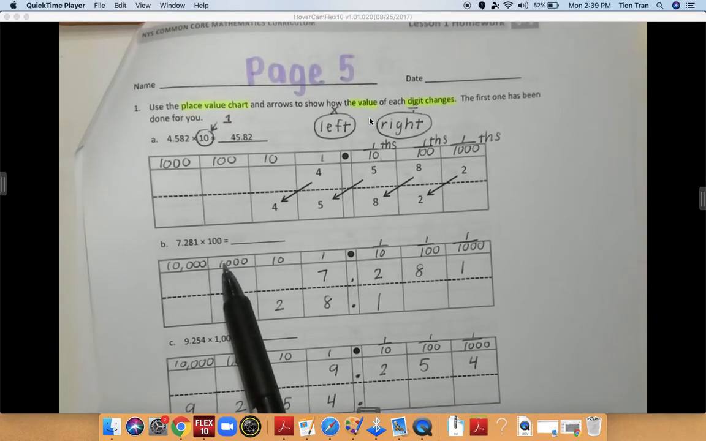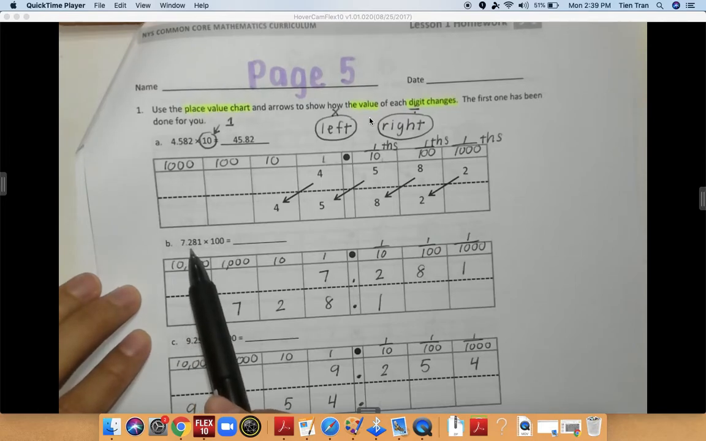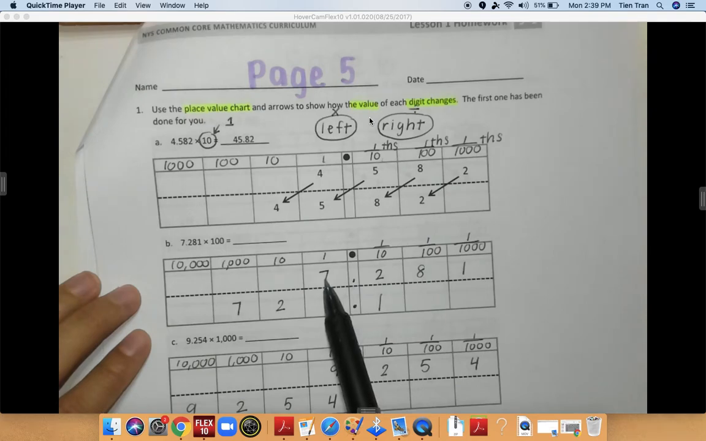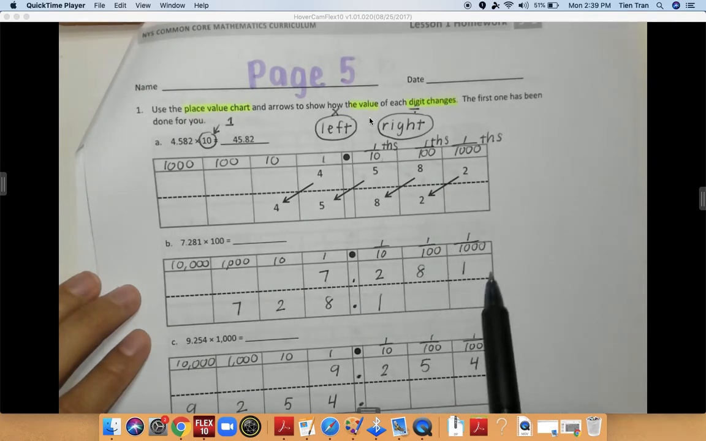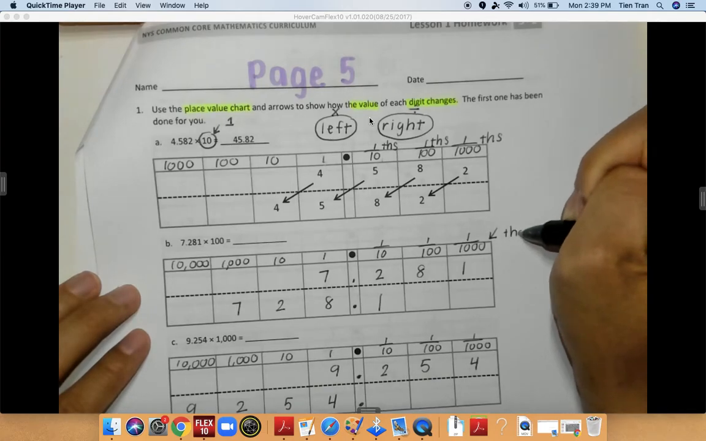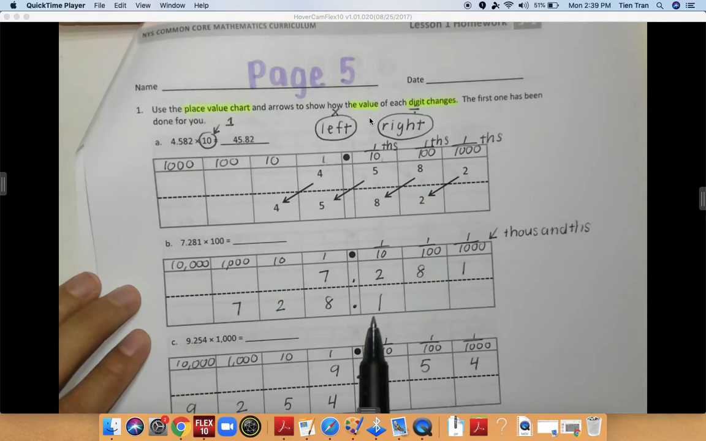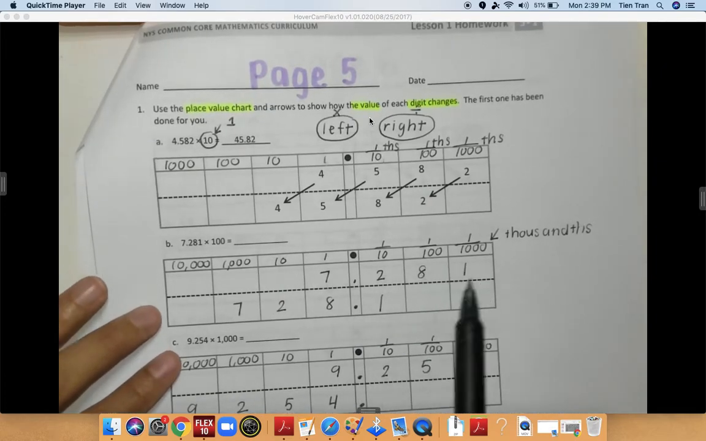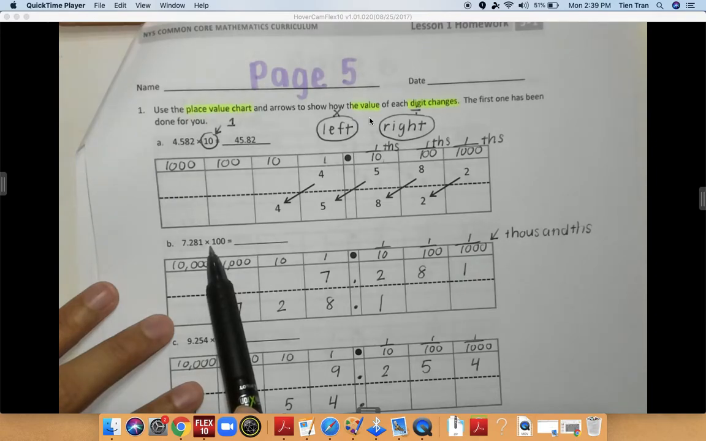We have problem B. For problem B, we have 7 and 281 thousandths. So I wrote it down right here. 7 and 281 thousandths. How do I know that is thousandths? We say the last number, and right here is the thousandths. Okay? Now, on this side over here, it asks me to multiply times 100.